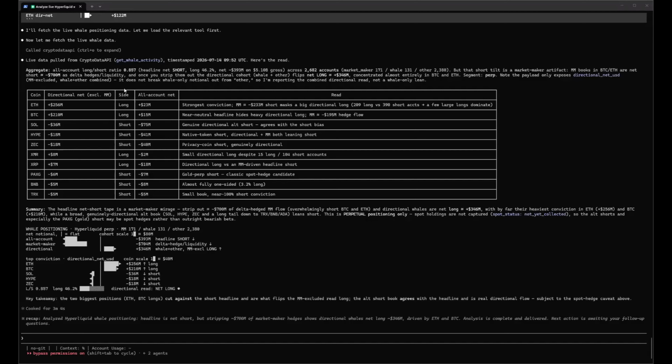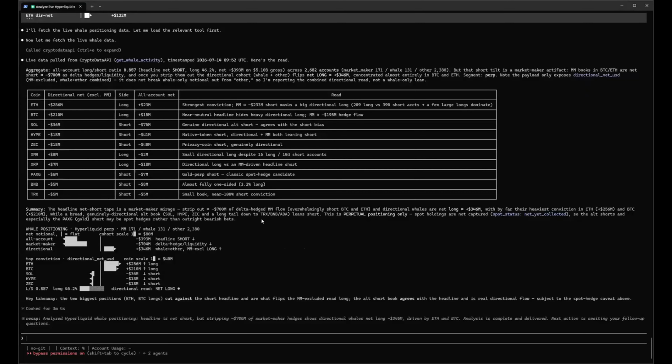And if we take a look at the whale positioning that's come back in the live market data, we can see that it's monitoring 2,682 accounts. And these are the accounts on Hyperliquid that have over $100,000 in them. And of those accounts, it's labeled 171 as market makers, 133 as whales, and 2,380 as other. We can see that there's a very strong conviction on Bitcoin, with large net amounts on the long side. And then the rest of the other coins are mostly negative positioning from the whales.